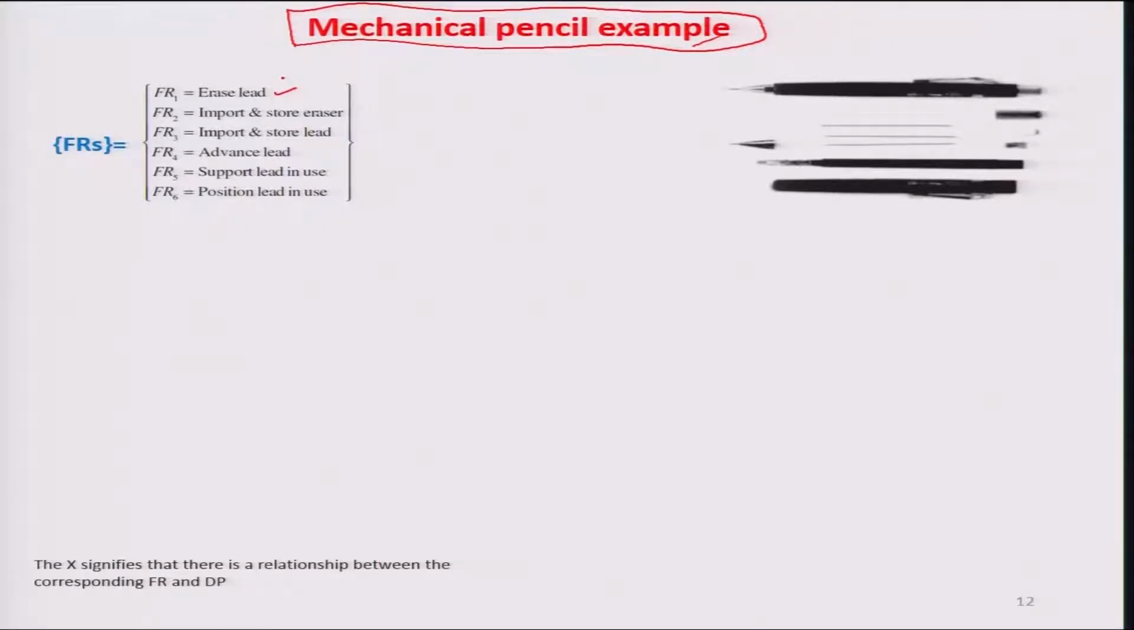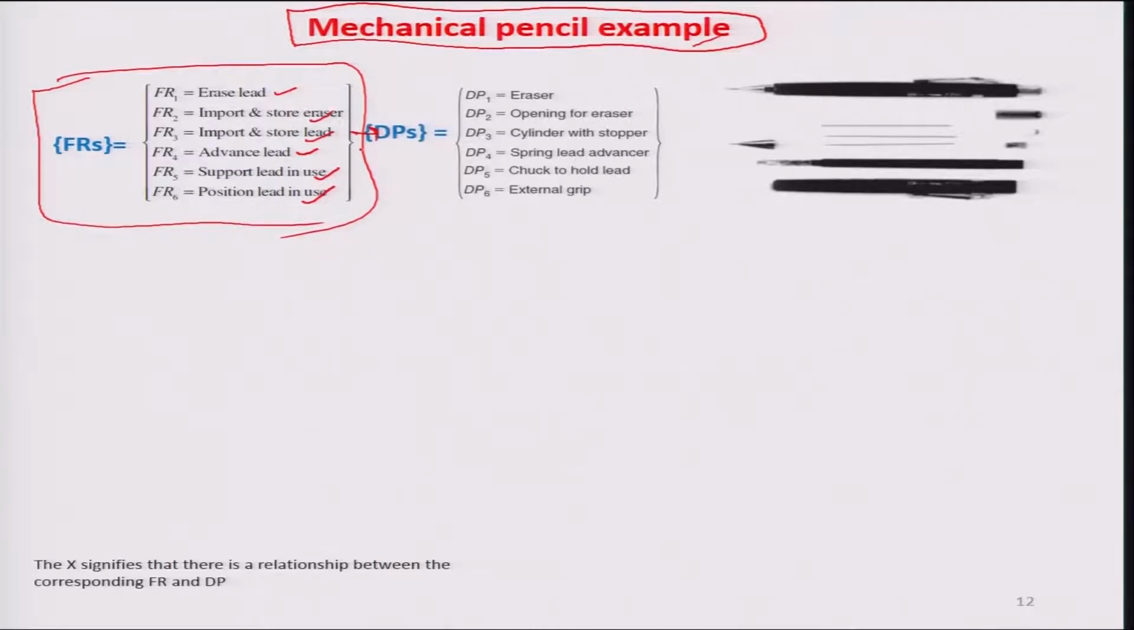It should have a facility so that the lead will get erased. Import and store eraser: there is a storage facility for the eraser. Import and store lead: lead can be changed in that pencil. Advance lead, support lead in use, and position lead in use, that is for the aesthetic part. These are the functional requirements for the fabrication of your pencil. So here your functional requirements will have to be mapped to design parameters.